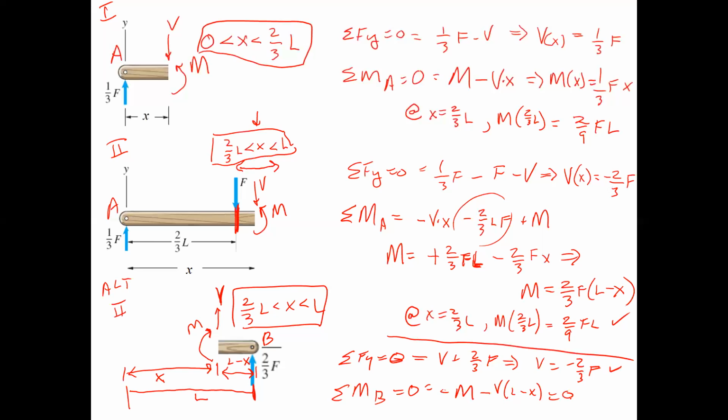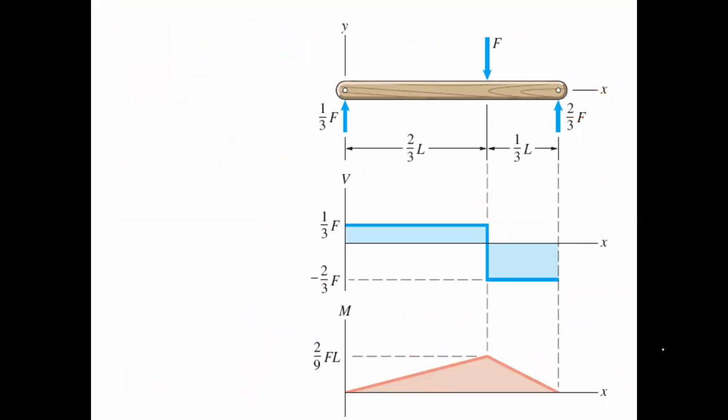And if we massage this a little bit, you're going to find that this means that M also equals 2/3 times F times L minus X, which is the same as the other one, right? Cool. Good. Now we can actually draw them.